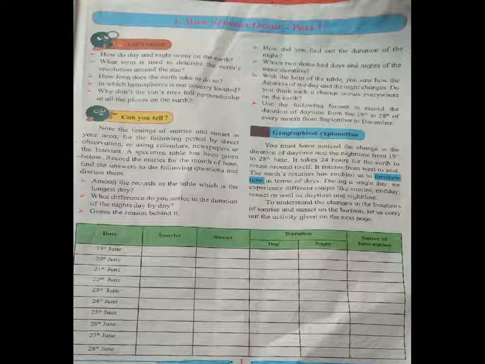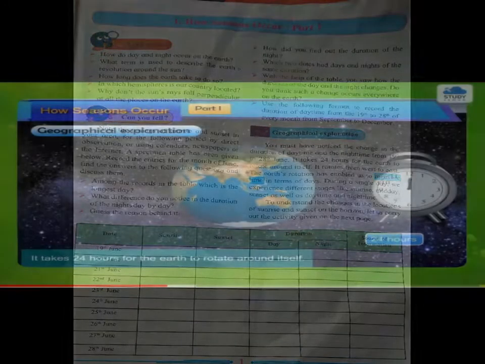What difference do you notice in the duration of the nights day by day, and give the reason behind it. And another, how did you find out the duration of the night? Which two dates have days and nights of the same duration? With the help of this table, you saw how the duration of day and night changes. And do you think such changes occur everywhere on the earth? Use the following format to record the duration of day and night from 19th to 28th of every month from September to December. Students, now here is the geographical explanation.